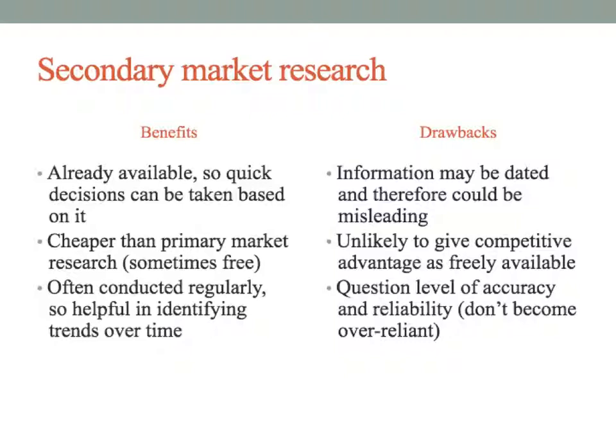It's likely that there might be more regular collection, so it's easier to spot trends from secondary market research. Remember that secondary market research might also include any primary market research that we've done in the past. So companies might carry out the same kind of research over time to see if there are any trends. What are some of the drawbacks? I've already spoken about the fact that the national census is every 10 years, so it will be out of date after a while.